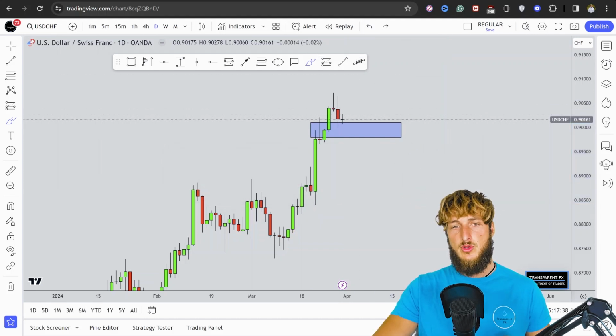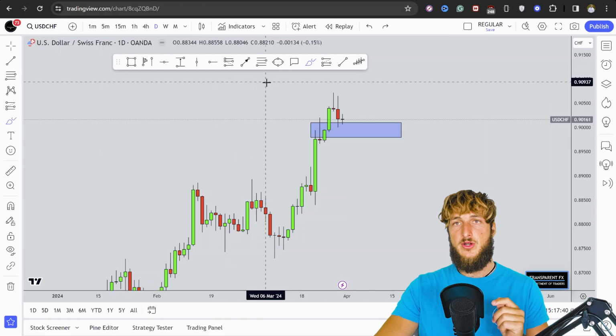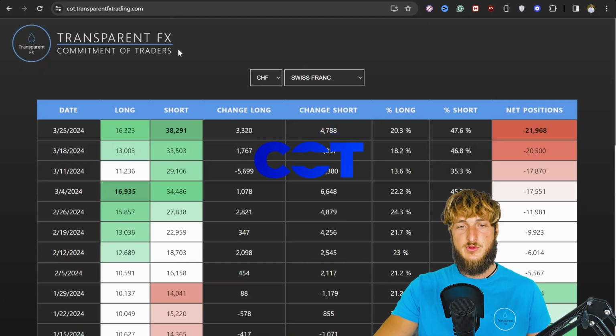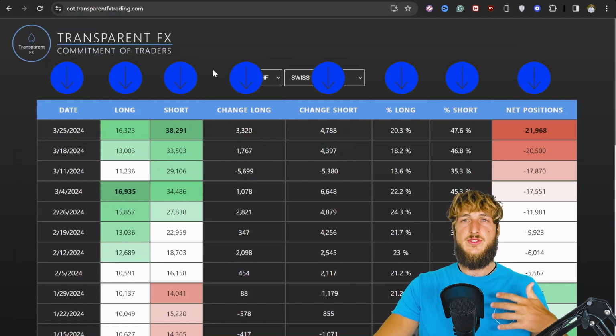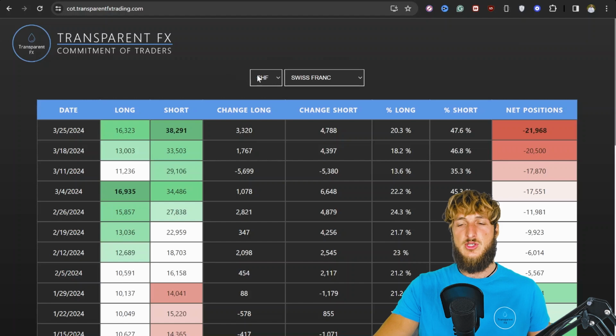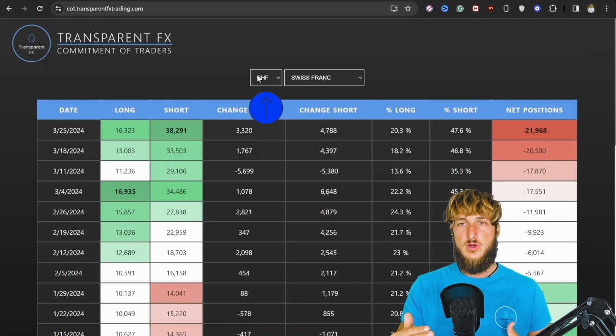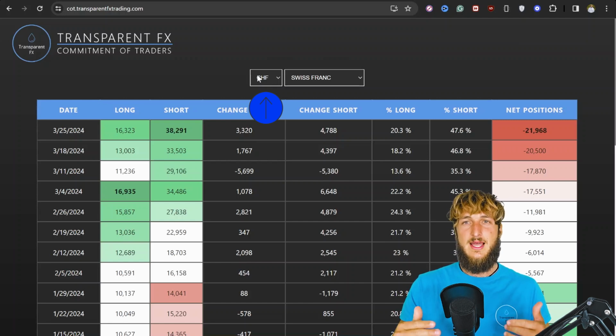Now, before we dig deeper into what we have from a technical perspective, let's see what we have when it comes to the commitment of traders, the COT data, so essentially what hedge funds and the big players in the market are doing. If we check the data precisely for the CHF, the first thing that we have to keep in mind is that if we're checking the data for the CHF, actually we're looking at CHF USD because all currencies on the spot are traded against the USD.